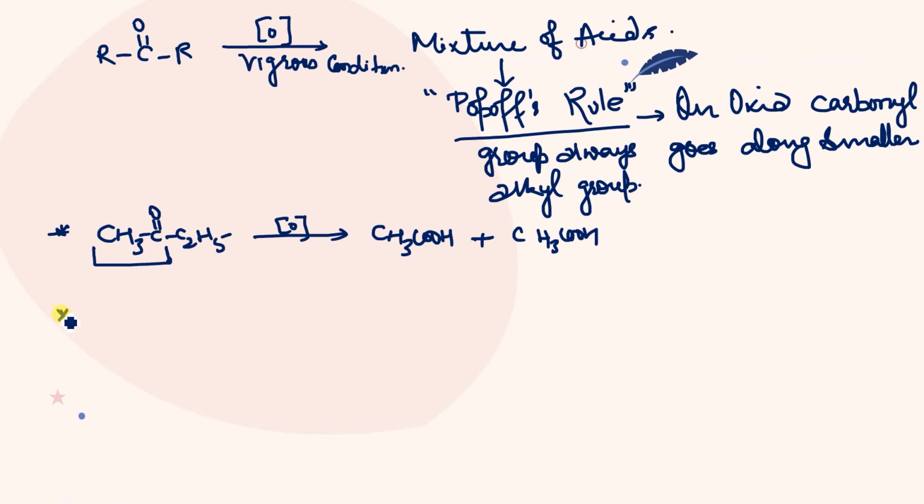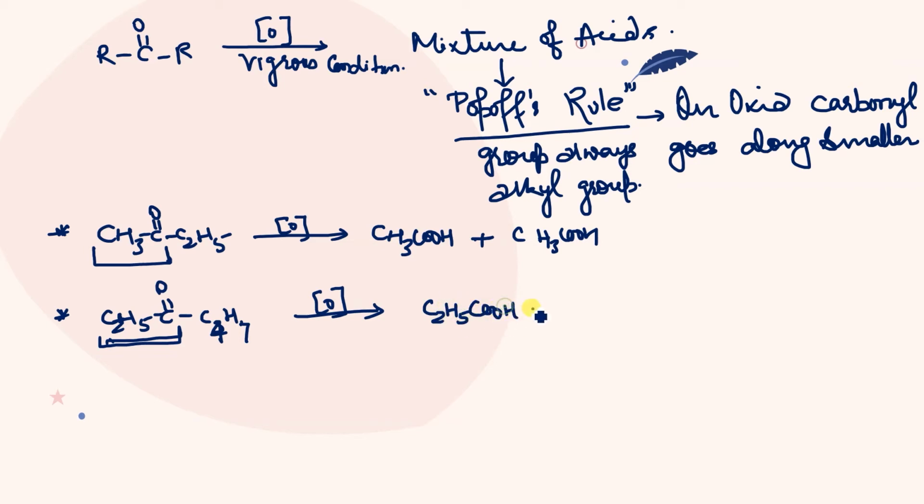Okay. Another example, let me take this, like C2H5CO, and then it is going to be C3H7, or let it be C4H9. Okay, so on oxidation, this one is the smaller alkyl group, so that means the carbonyl group will go along with this, and now the total number of carbons is 3, so it will form C2H5COOH. And how many carbons over here? 4. So it will also form an acid of 4 carbons. That means C3H7COOH. And actually in this, it should be C4H9, not C4H7.